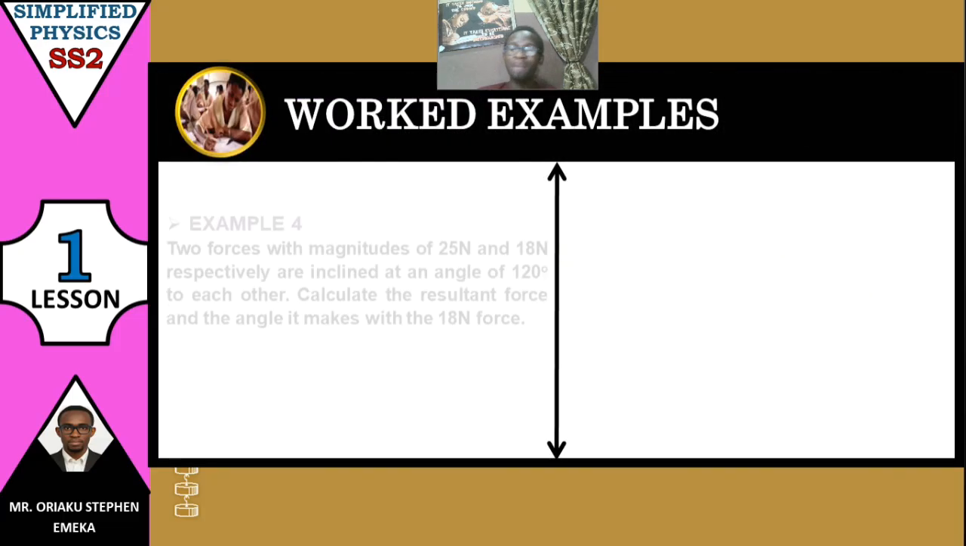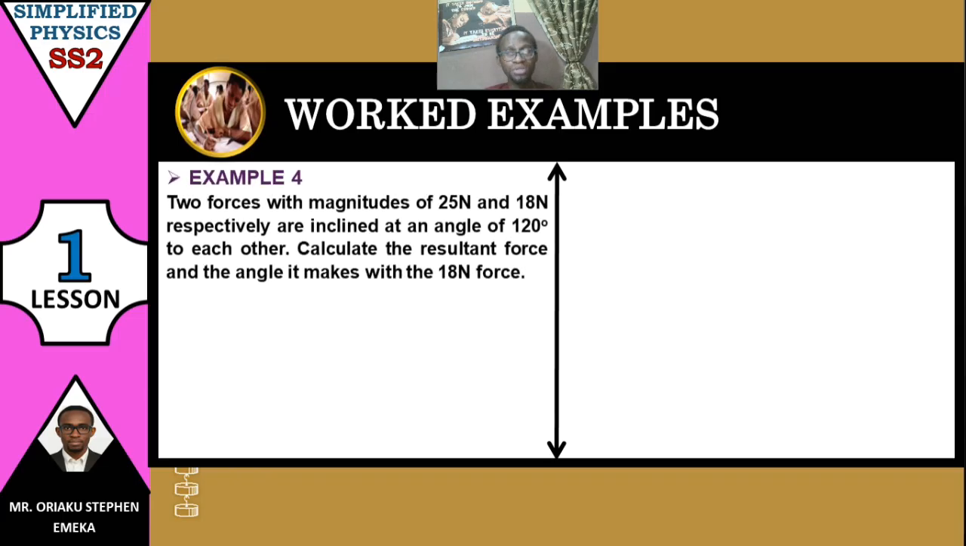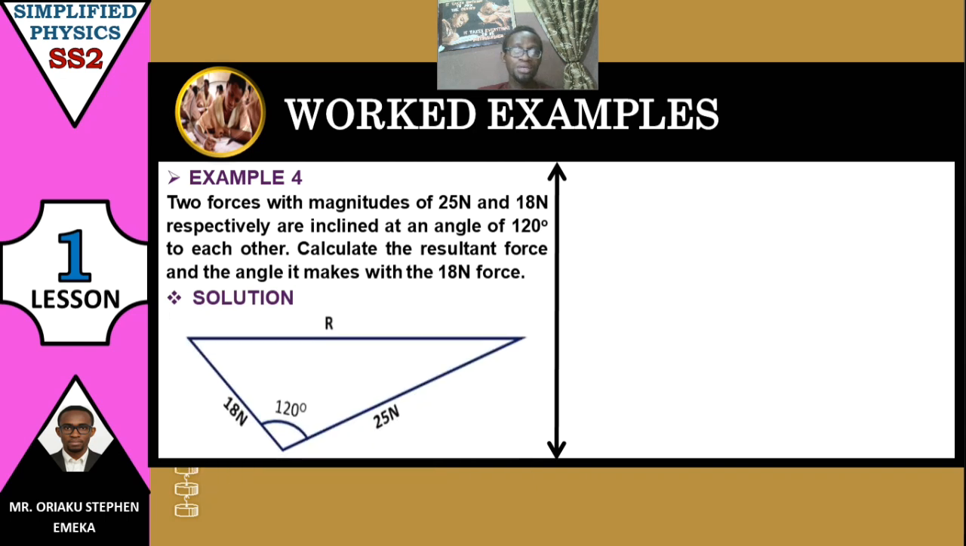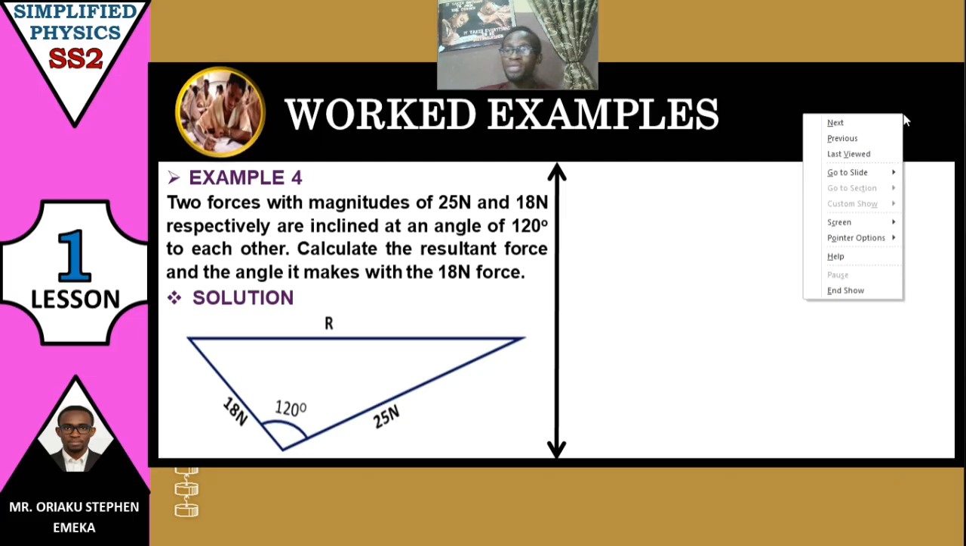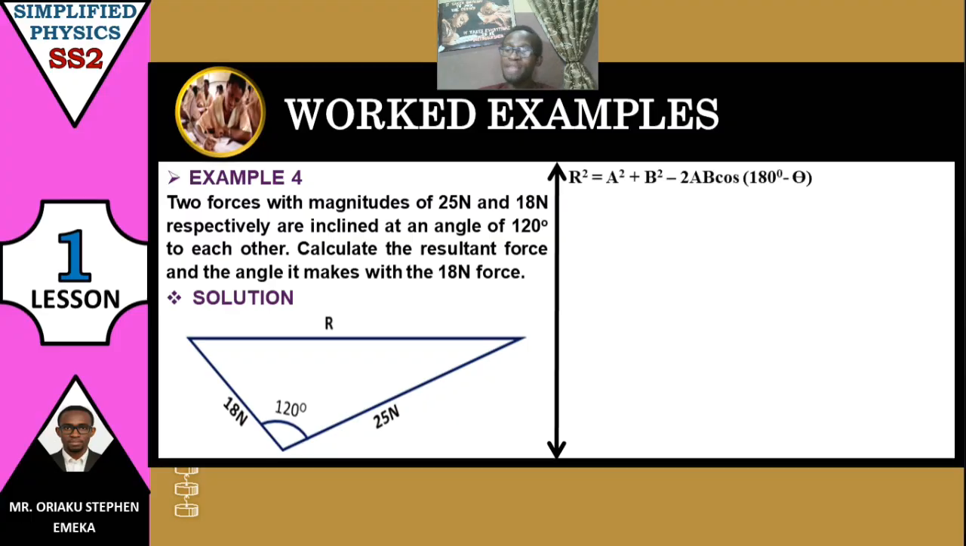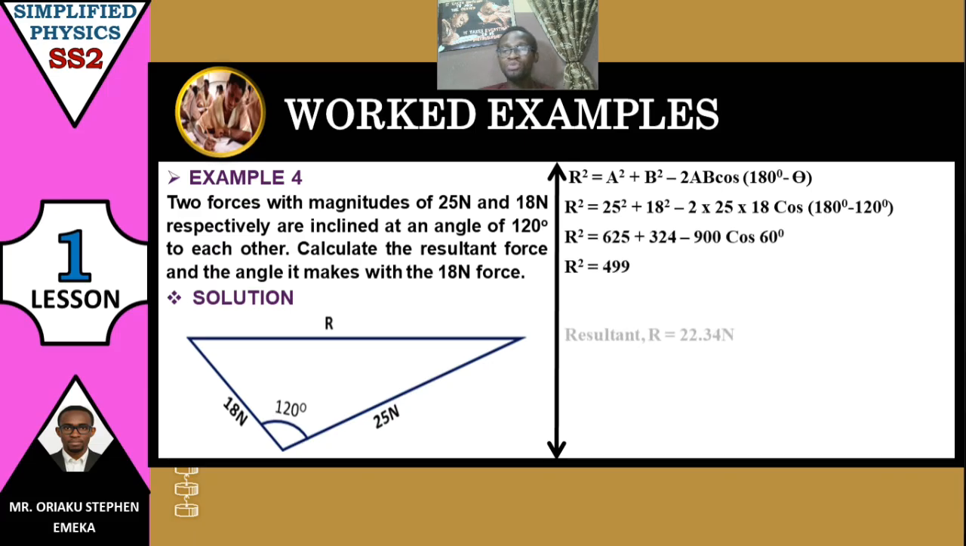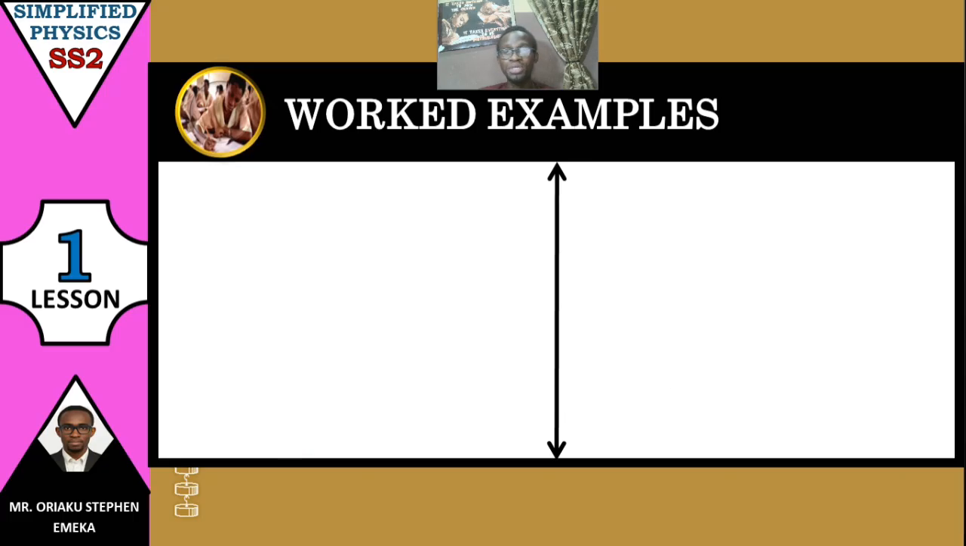So let's take an example of this. Two forces of these magnitudes are inclined at an angle to each other. Calculate the resultant force if the angle is as given. The first thing is that we draw this, so this is what we have there. We are being asked to find the resultant force. So we apply the cosine rule, which is gotten from the parallelogram law, and put in all our values. By the time we put in all those values, we have that the resultant force is 22.34 Newton.